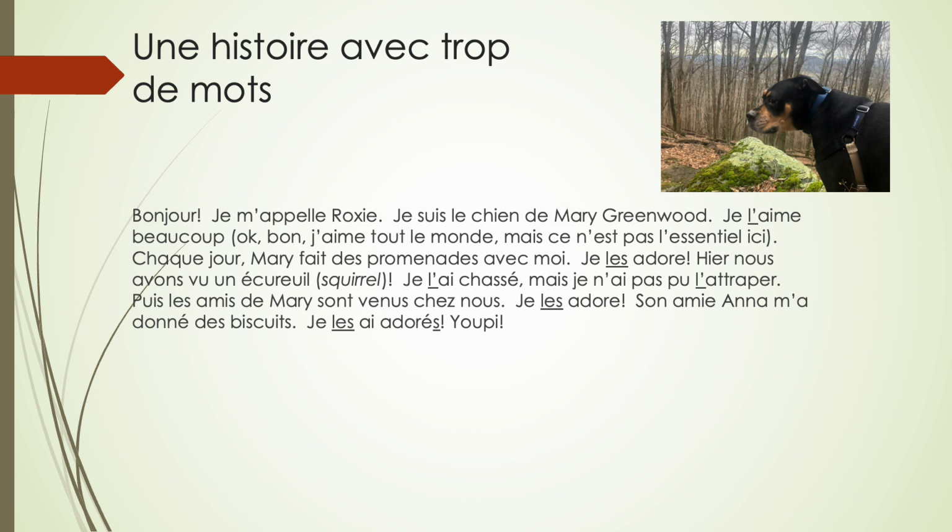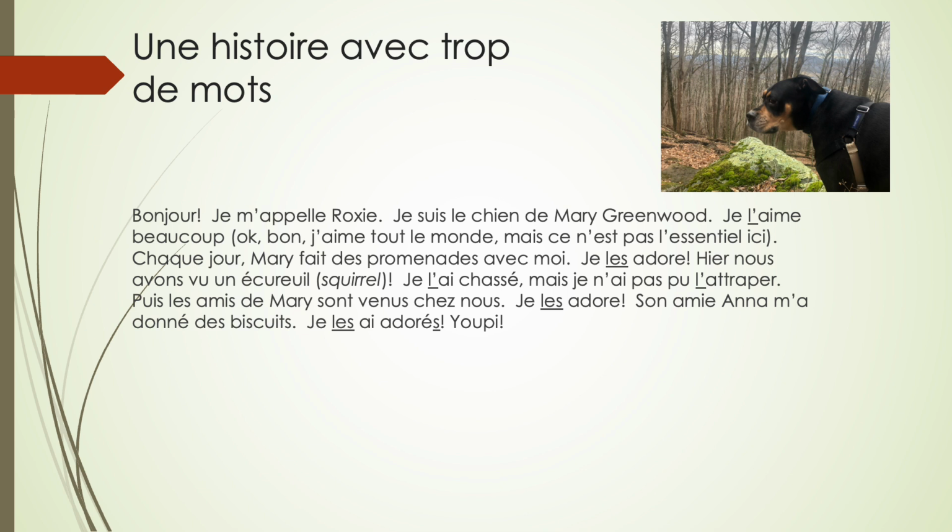Now, let's look at this last complete sentence. Je les ai adorés. And you notice we added an S to the past participle adoré. And the reason we had to add an S is because the direct object is now in front of the verb. And so when the direct object is in front of the verb, you have to make the past participle agree with it. Je les ai adorés avec S.